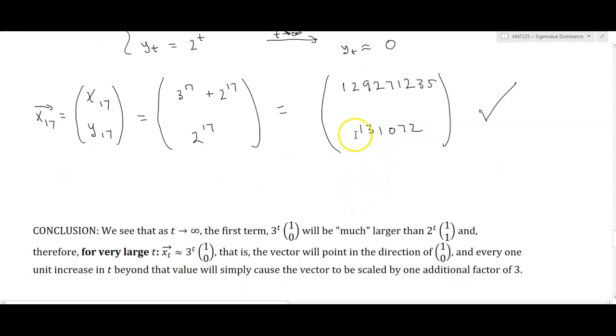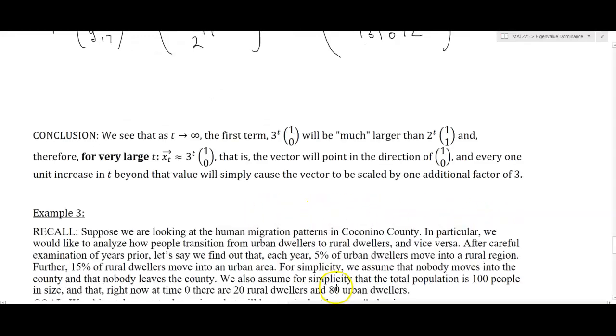And if I multiply this thing by 3 again, the vector will point in the direction of 1, 0, and every 1 unit increase in t beyond that value will simply cause the vector to be scaled by 1 additional factor of 3. So it's going to point in the direction of 1, 0, but it's going to continue to get longer and longer and longer.